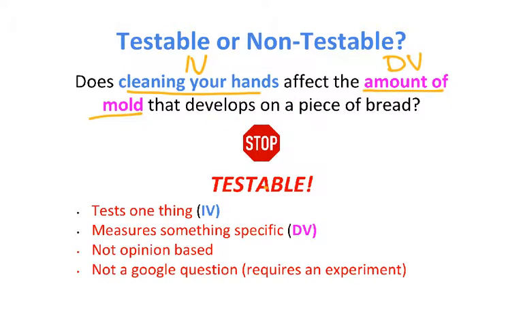This question is testable because it tests only one thing. There's an independent variable. It measures something specific, the amount of mold. It has a dependent variable. It's not an opinion-based question, right? And it's not a Google question. It's not something that you can easily observe and put on the internet. It requires an experiment to find the answer. Okay? So go ahead and type in these 4 things. These are the 4 reasons why this question is testable.